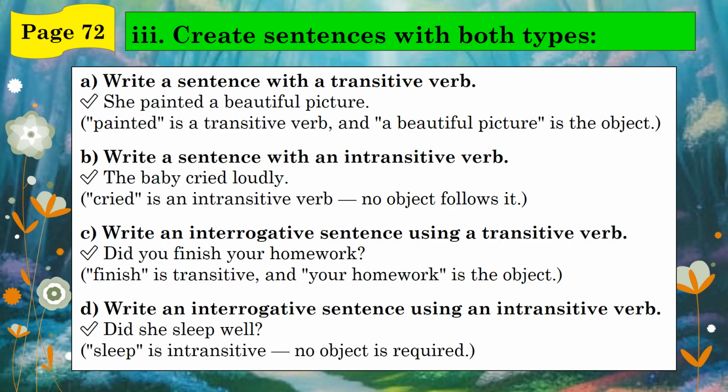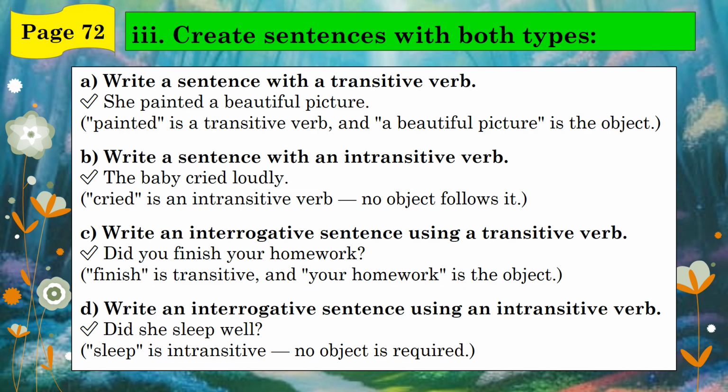2. Write a sentence with an intransitive verb. Example: the baby cried loudly. The verb cried is intransitive, no object follows it. 3. Write an interrogative sentence using a transitive verb. Example: did you finish your homework? Finish is transitive, the object is your homework.